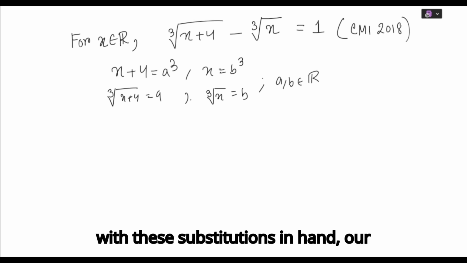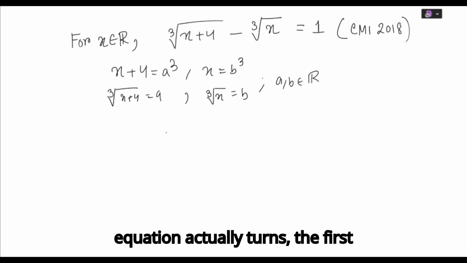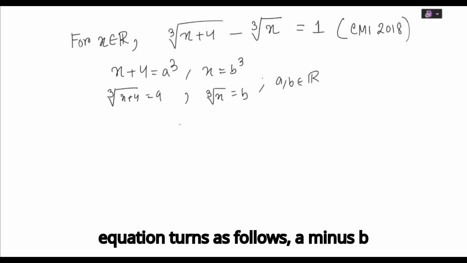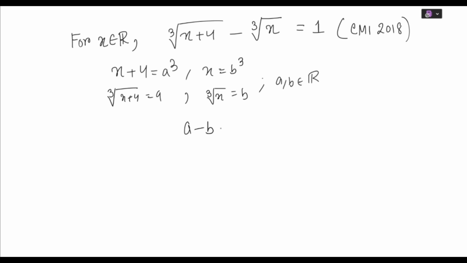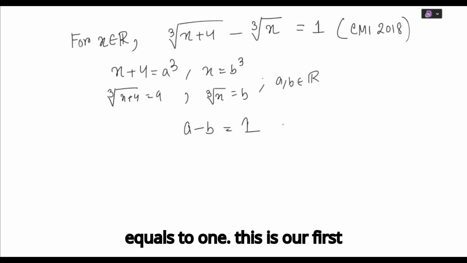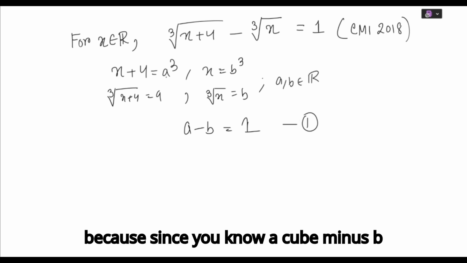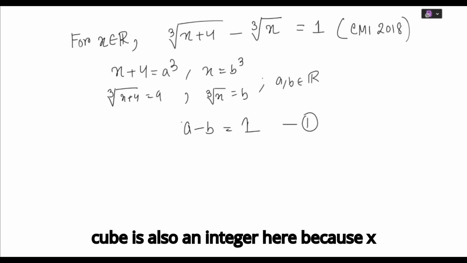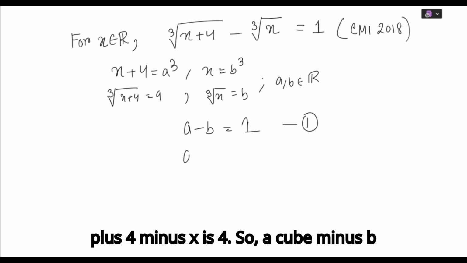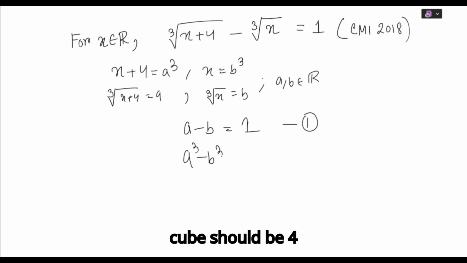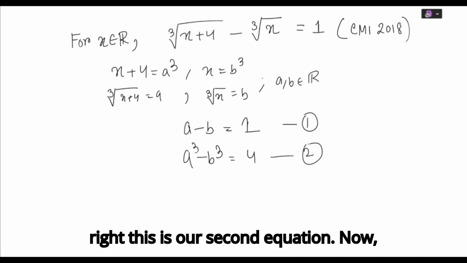Now, with these substitutions in hand, the first equation turns out as follows: a minus b equals 1. This is our first equation. And we have another equation, since a cube minus b cube is also an integer here, because x plus 4 minus x is 4. So a cube minus b cube should be 4. This is our second equation.